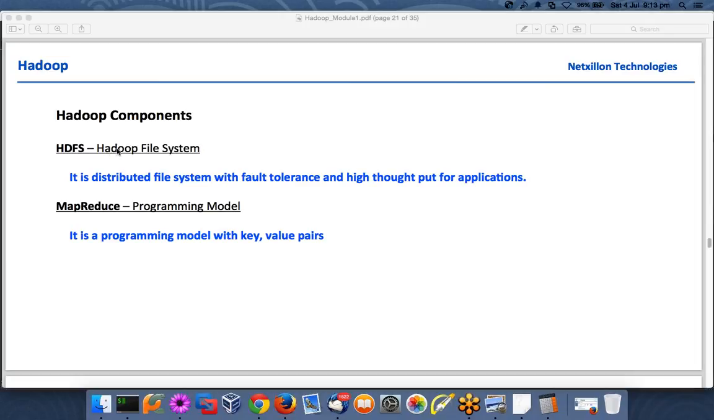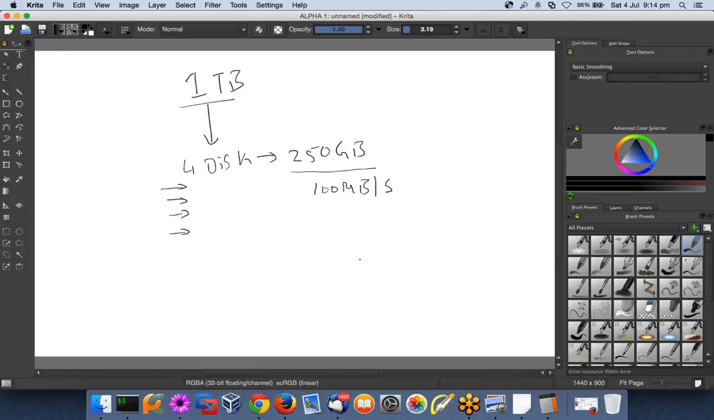One, the file system, which is called HDFS. H stands for Hadoop, and DFS, as I have shown you in the history, is distributed file system. So it becomes Hadoop Distributed File System. MapReduce is the programming model. Now let me ask you, I told you some statement: a file system which we need on any system, Linux, Windows, whatever.